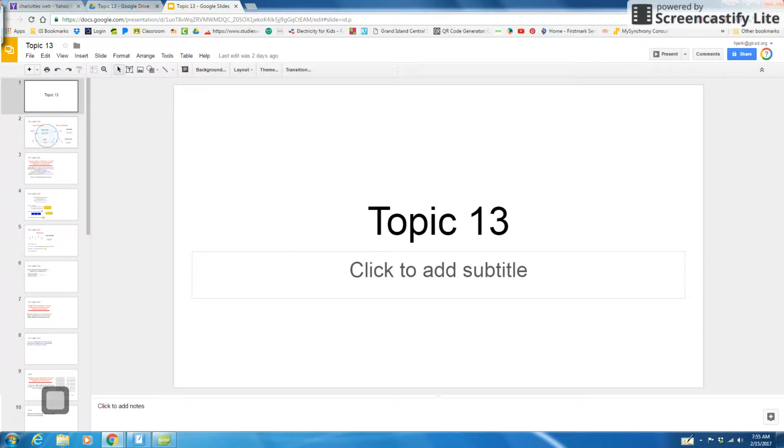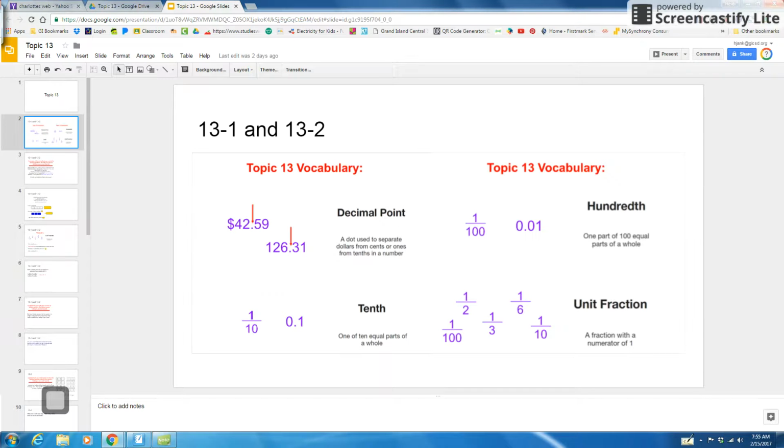Some of the vocabulary that we need to know for topic 13 is our decimal points, and we've been looking at those when we were doing our science, our measurements. So we're going to look at what that decimal truly means and how it relates to fractions. We're going to look at decimal place values, tenths and hundredths, and then also at what unit fractions are.